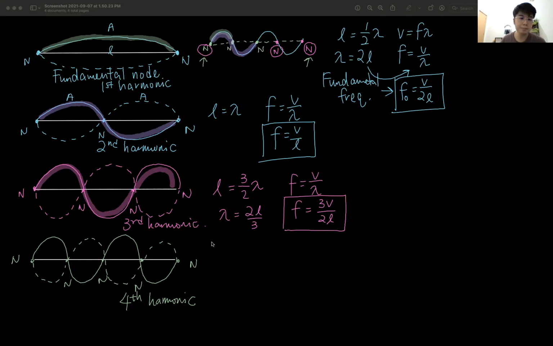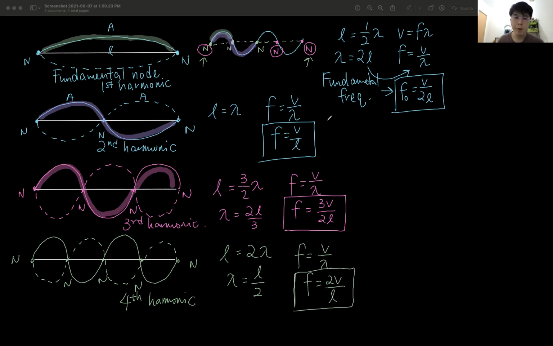Do one more for the last one. Length equals 1 wave, 2 wave, 2 lambda. So lambda equals to length over 2. And we have frequency equals to V over lambda. That is 2V over length. Here. That means the first harmonic, second harmonic, third, and fourth harmonic each have different frequency.